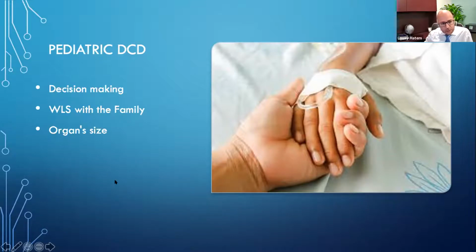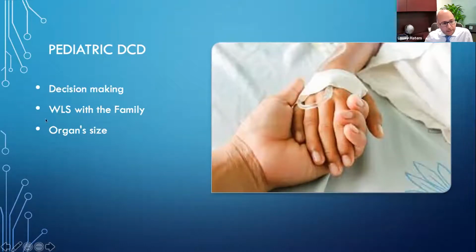And we notice from our practice that in the case of children, the family almost always wants to be present in the OR. This will create another challenge. You want to respect the family's wishes to be in the OR to say their final goodbye, but the family has to be escorted out of the OR as soon as cardiac arrest happens, so as not to delay the recovery process and increase the warm ischemic time.